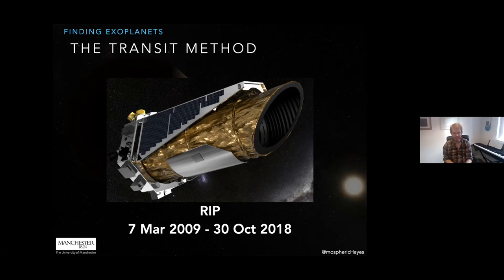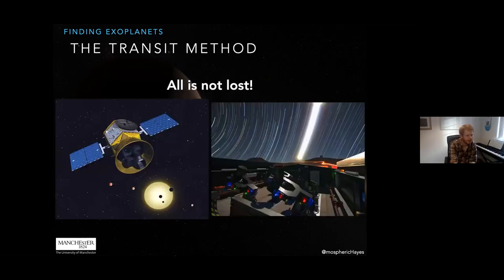Anyway, they did this. This became known as the K2 mission, and did a lot of other extra stuff, looking for gravitational lensing and other things. People still looked for planets, but it didn't have the same scope. So, like I said, Kepler is dead. Long live TESS and NGTS.